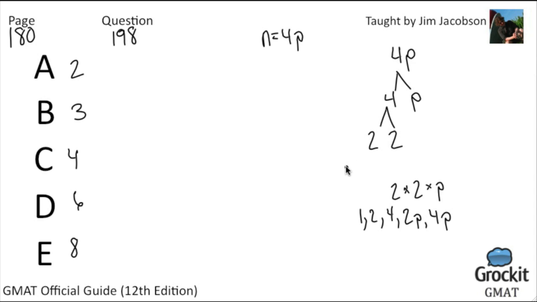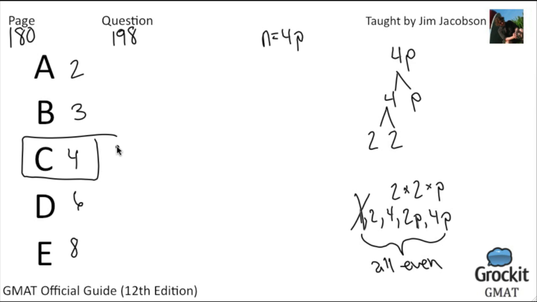And then the question is asking, how many different positive even divisors does n have? So we just count out the ones of this prime factorization. Of the factors of 4p, how many of these are even? Well, one's not, but 2, 4, 2p, and 4p all are, because even times anything is even. We know even though the p isn't 2, 2 is 2, and an even number times anything will give you an even number. So these are all even. So those four factors are even divisors of n.